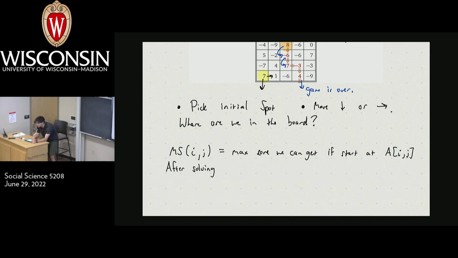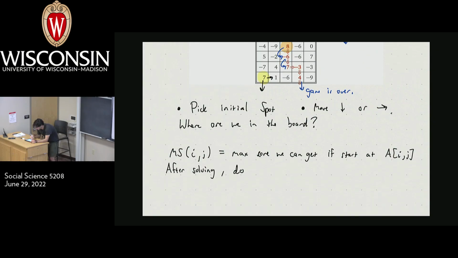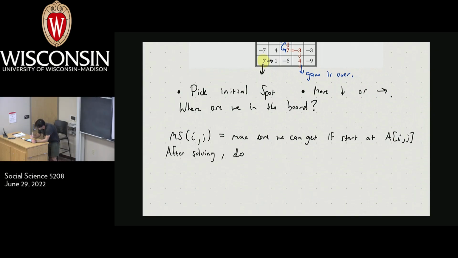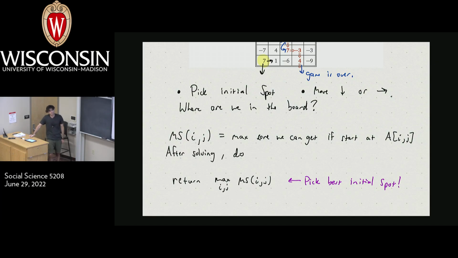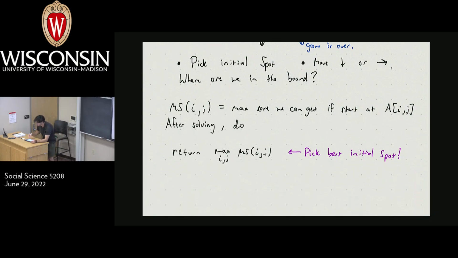Not the sums. Yes. Take the max over the set of all aij's. Yep. So in other words, this is how we pick the initial spot. So we're going to return the max over all ij of MS(i,j). In other words, pick best initial spot. So ultimately, that's what we'll do at the end. Now we have to recursively figure out what to do when we're in the middle of the game.